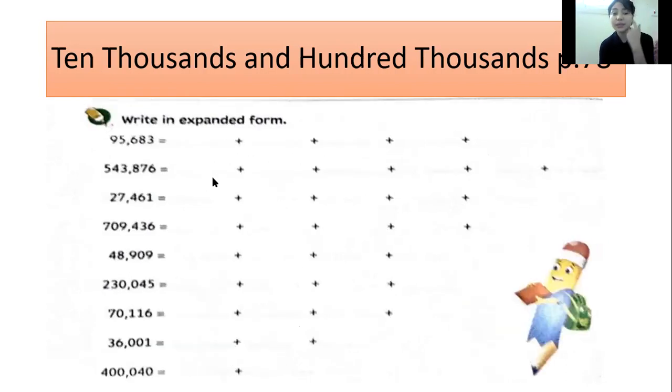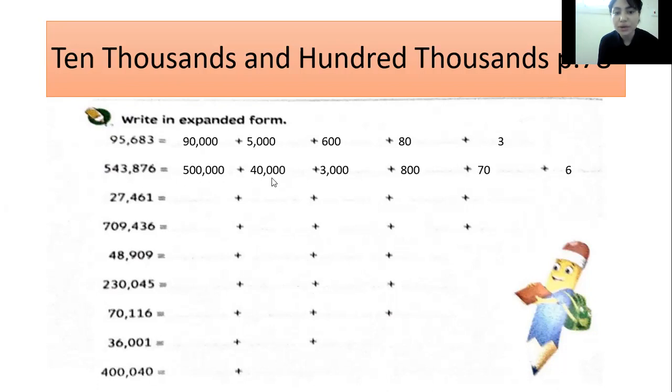Here, write in the expanded form. I have 95,683. So I will write the 9. How many zeros after 9? How many digits do you have? 1, 2, 3, 4. So it has 4 zeros. The 5 has 3. The 6, 2. The 8, 1. The 3, nothing. Okay. The 500,000, it will be 5. How many zeros? 1, 2, 3, 4, 5. So it will be 5 zeros. The 4 zeros, 3 zeros, and so on.